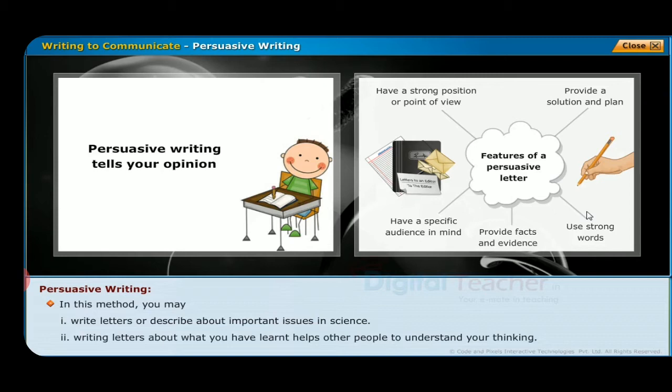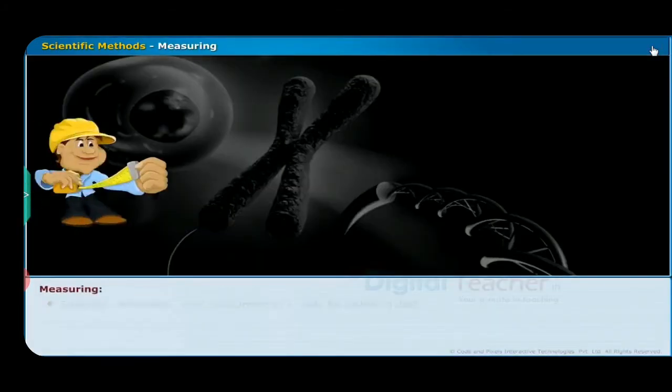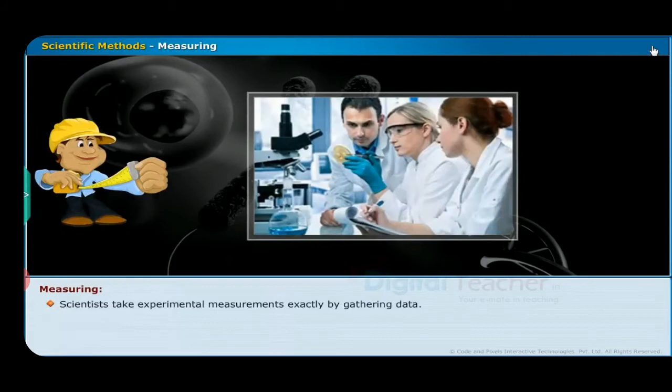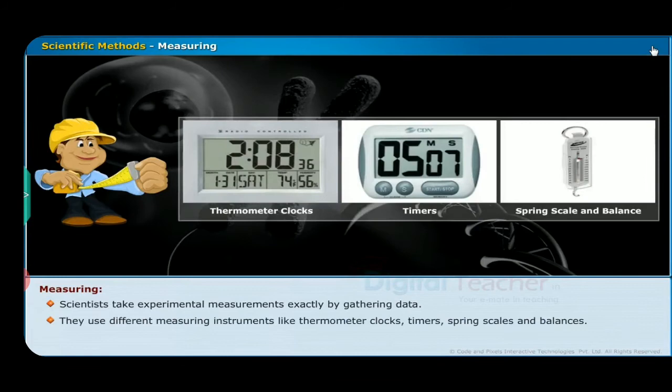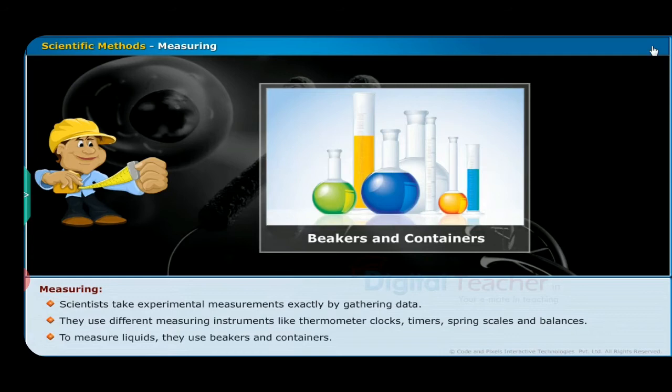Now, let us learn about the other important scientific method, measuring. Scientists take experimental measurements exactly by gathering data. They use different measuring instruments like thermometers, clocks, timers, spring scales, and balances. To measure liquids, they use beakers and containers.